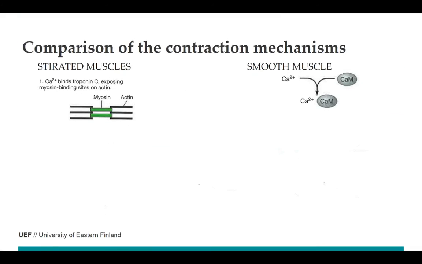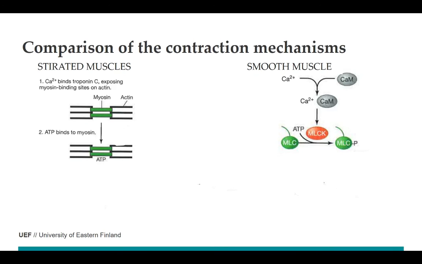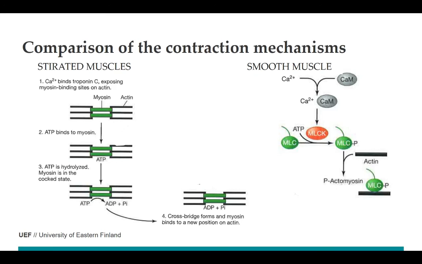And let's compare these. On the left hand side you have the striated muscle, on the right hand side you have smooth muscle. In the striated muscle, calcium is binding on troponin C and exposing myosin binding sites. In the smooth muscle it's modulated by calcium-calmodulin. Then ATP is binding on myosin, but over here it's working as calmodulin and myosin light chain kinase, which is using phosphate to phosphorylate the myosin light chain. And then in the striated muscle, ATP is hydrolyzed, myosin is in the cocked state, and there's a cross bridge of myosin moving to a new position on actin.